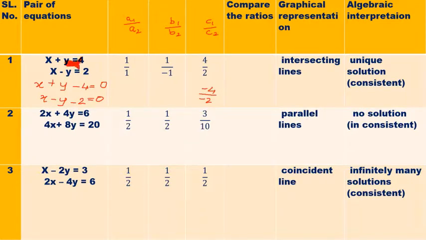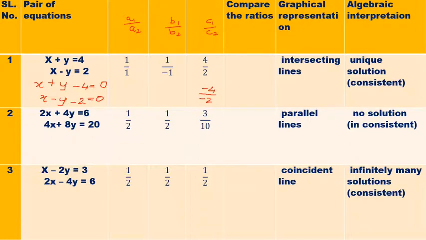Now x plus y equal to 4, children. I have put it here in standard form. Can you see here? X plus y minus 4 equal to 0. That is ax plus by plus c equal to 0. That is the standard form. And here again, the second equation x minus y equal to 2 also I have put in the standard form. Can you see here? Yes.